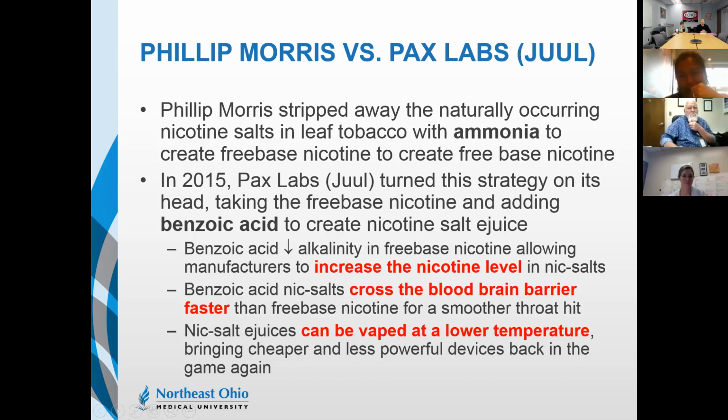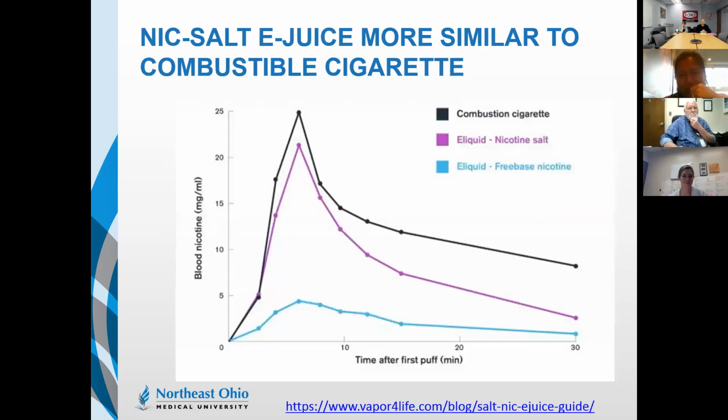So all that stuff to say that the nic salt, or the nicotine salt juice, looks more like a regular cigarette, which is the black line. So this is the nicotine salt, the stuff with the benzoic acid, and then this is the freebase stuff, which is, you can see you get very little nicotine levels in your blood, whereas if you have the nicotine salt, the levels are almost exactly like a regular burnable cigarette. So that's also very notable.